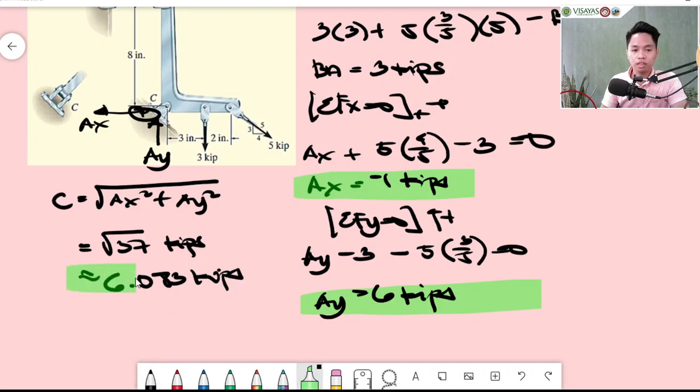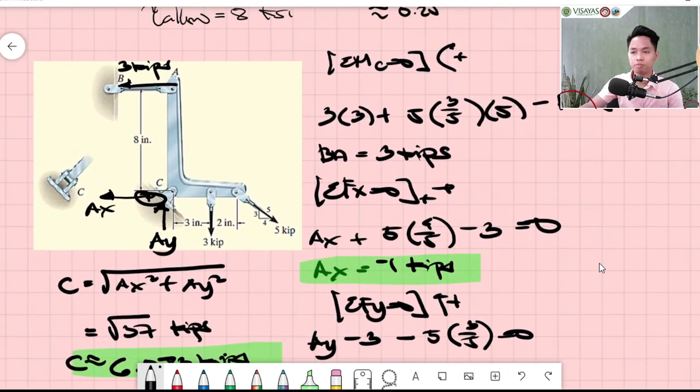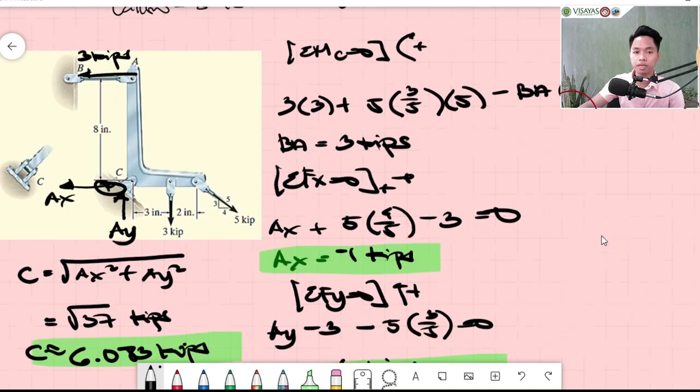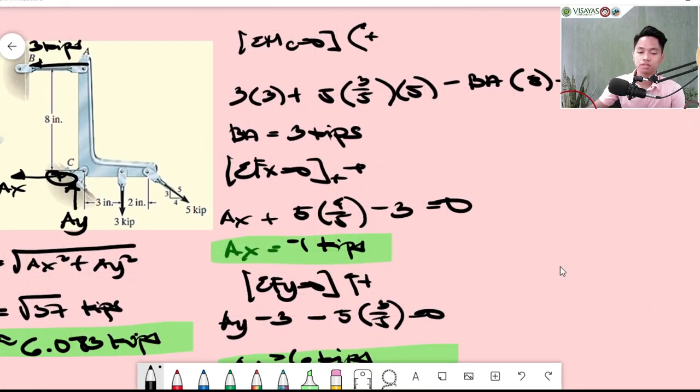Okay. So, we have solved the internal force. This is our internal force that is acting on the pin at C. Since this is a force, we are going to design the pin using the concept of stress, right? So, what is our working equation? We will be having area is equal to force over allowable shear.